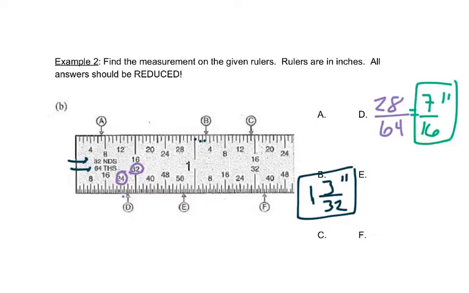And we'll come back in the next video and look at micrometers.